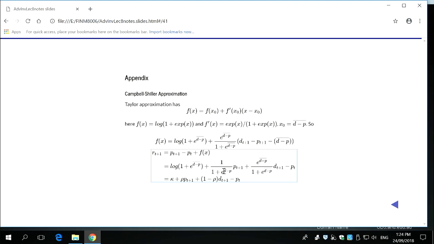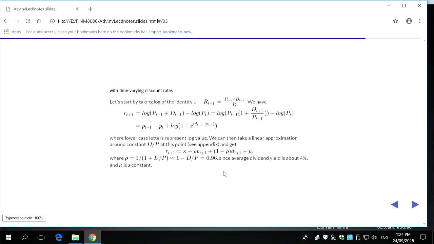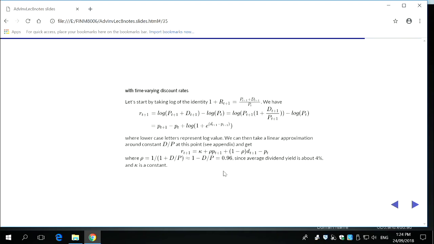this equation, or if we go back, this equation, which is r_{t+1} is approximately this kappa, which is a constant, plus rho times p_{t+1}, plus 1 minus rho times d_{t+1} minus p_t. And this rho is just 1 over 1 plus D/P, which is approximately 0.96, because the average dividend ratio is about 4%.